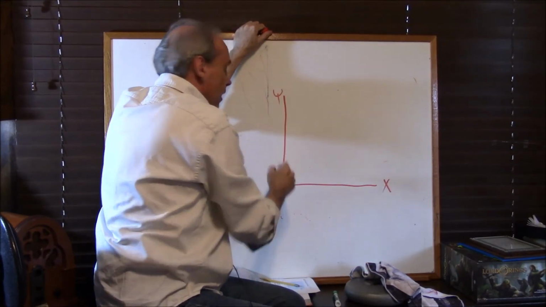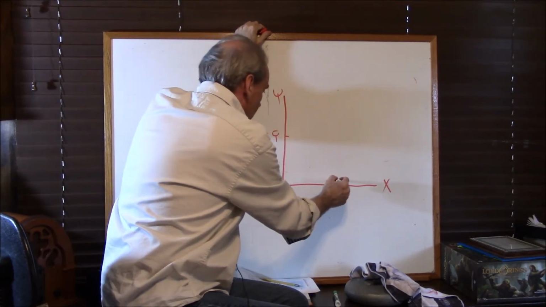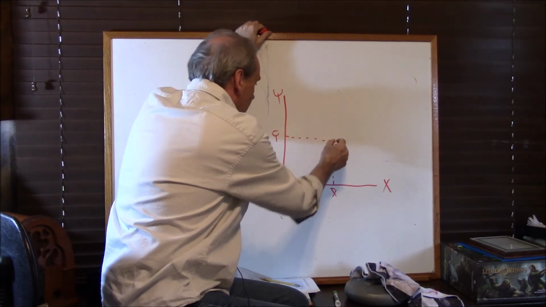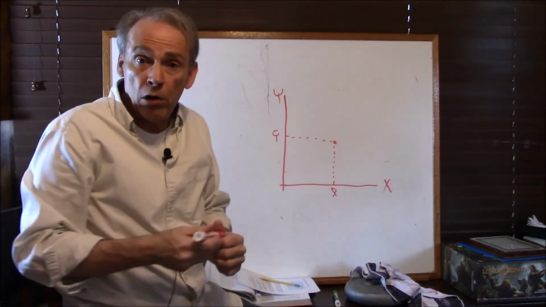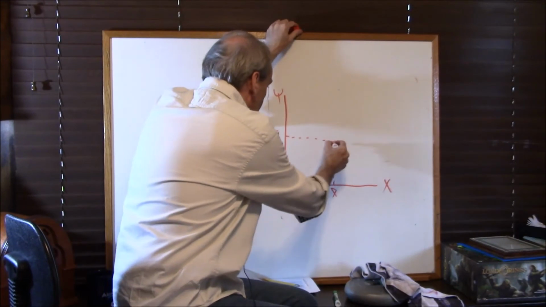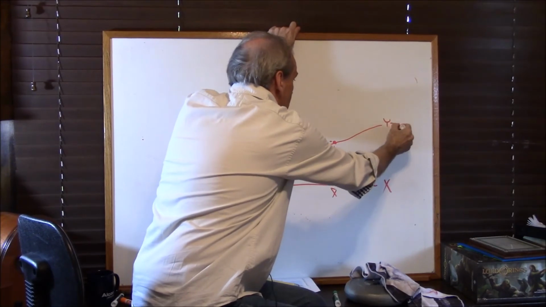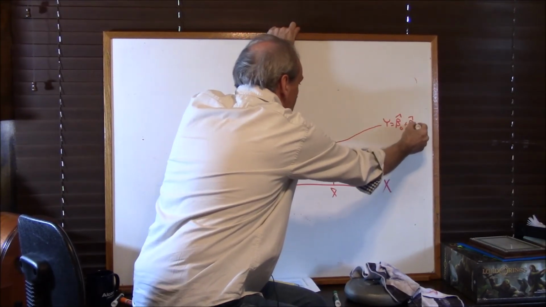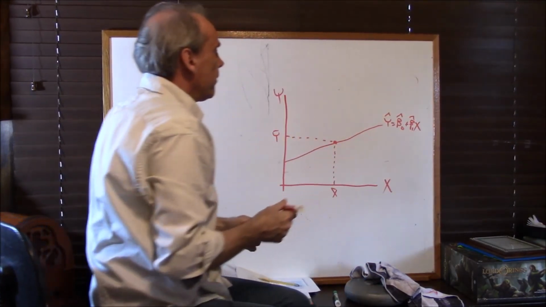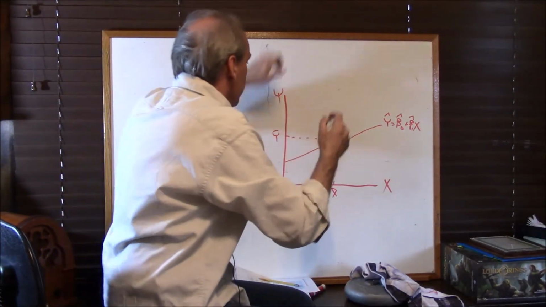X, Y. You run your data and you find out that this is the average Y and this is the average X. Then you don't forget that the regression line always passes directly through that average right there. Then you run your regression and you end up with this: Y equals beta hat sub 0 plus beta hat sub 1 times X. Oh, that should be a hat too, shouldn't it?